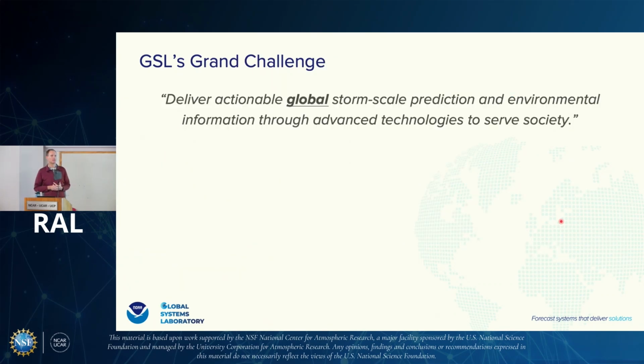But our grand challenge within the lab, sort of our guiding principle, is to deliver actionable global storm scale prediction and environmental information through advanced technologies to serve society. So storm scale has been our wheelhouse, but global has not at all been our focus.